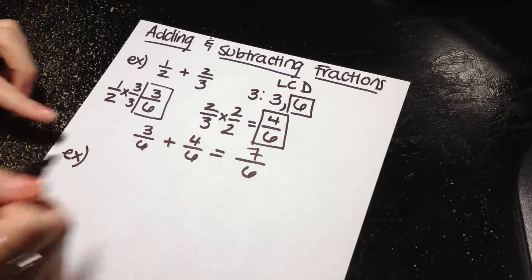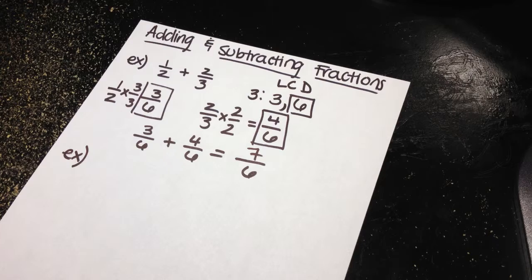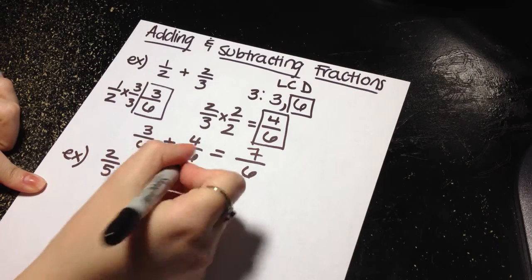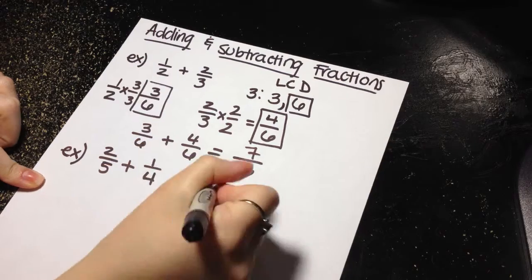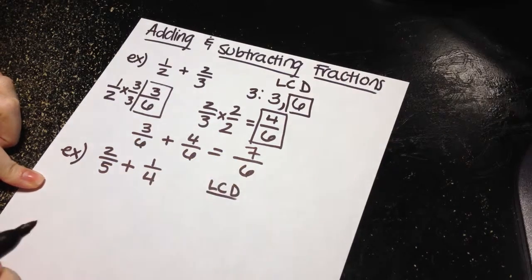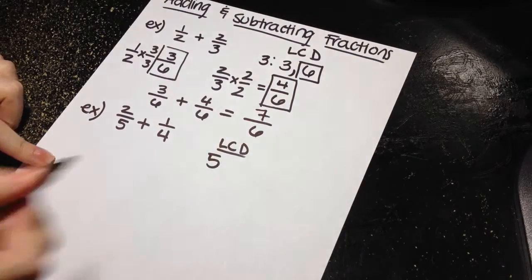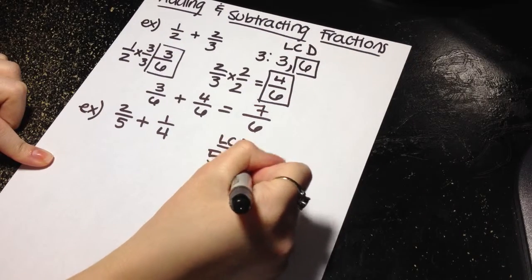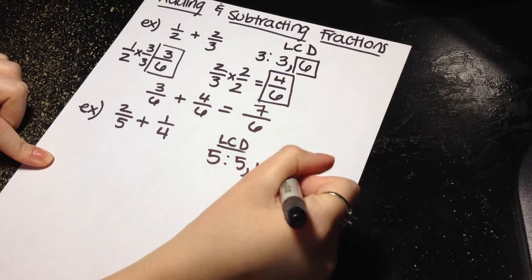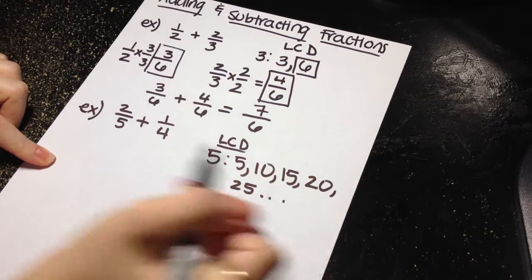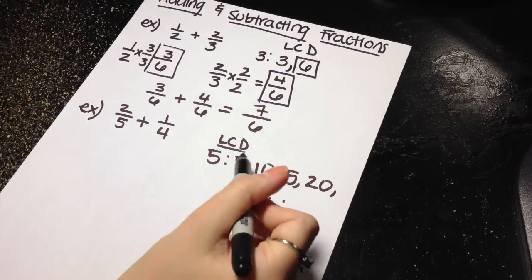Let's do another example. Let's do 2/5 plus 1/4. Again, I need a least common denominator, so I look at my denominators, I take my bigger number, which is 5, and I start listing multiples of 5. So 5, 10, 15, 20, 25, and so on. Let's see if any of these work. Let's start with 5.